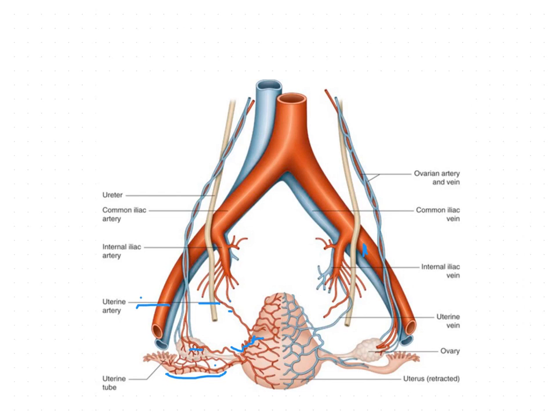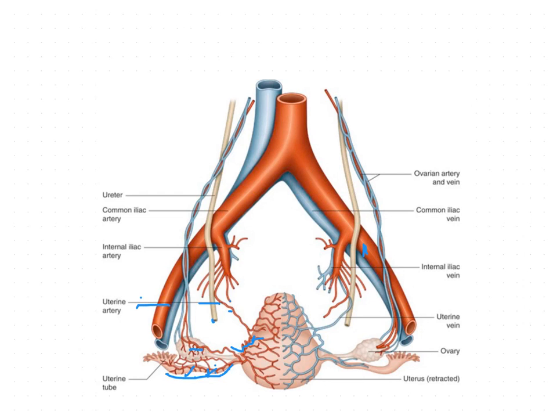It also supplies twigs to the uterine tubes. Here you can see the uterine tube, with small twigs it is giving, and it also gives some branches to the pelvic part of the ureter. So this is about the ovarian artery. These are all the lateral branches of the abdominal aorta.